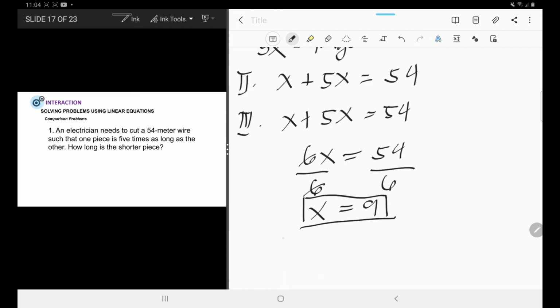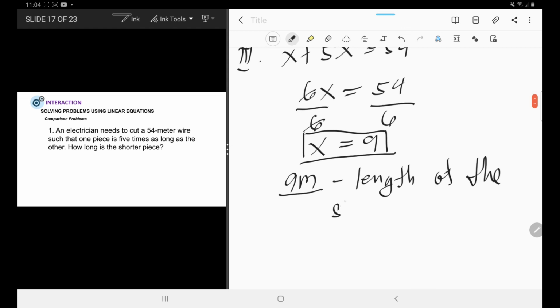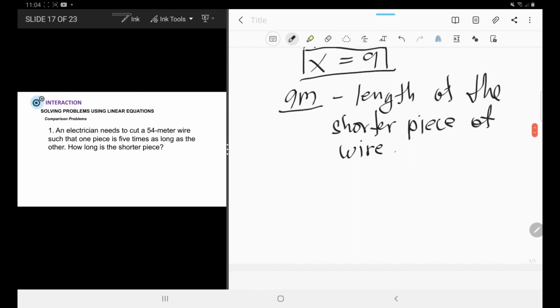So that's 9 meters. That's the length of the shorter piece of wire. Okay, Step 4 is to check the answer.